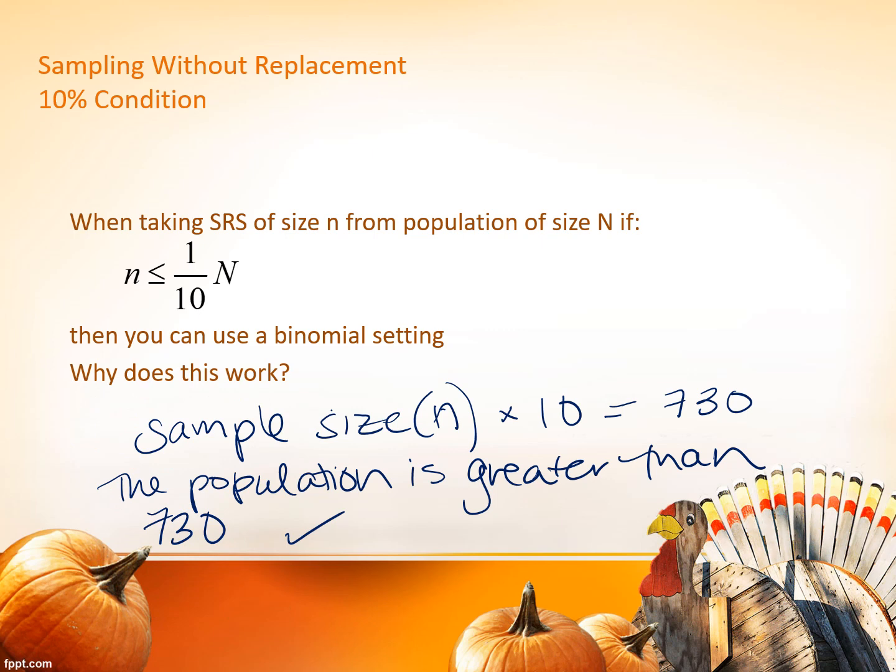Again, why does this work? Because if I'm only taking a small sample of the entire population, I'm only looking at 1 or 2 cards in the deck, it won't change my probability of success for each one if I'm only taking a small sample.